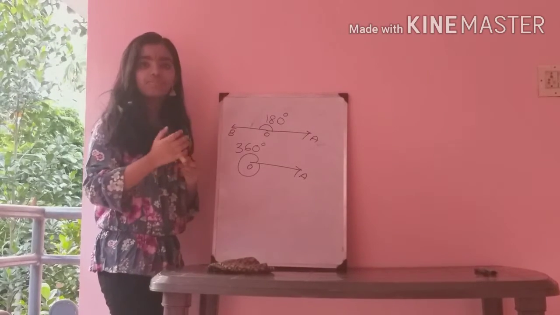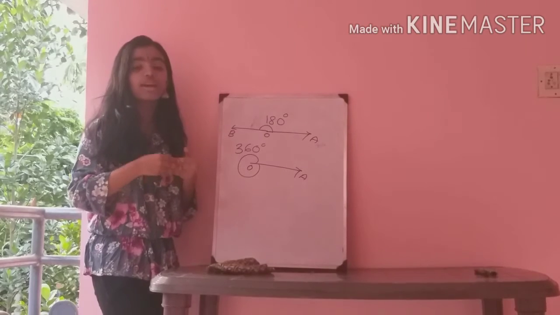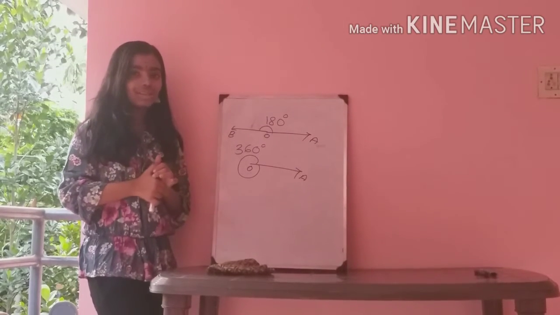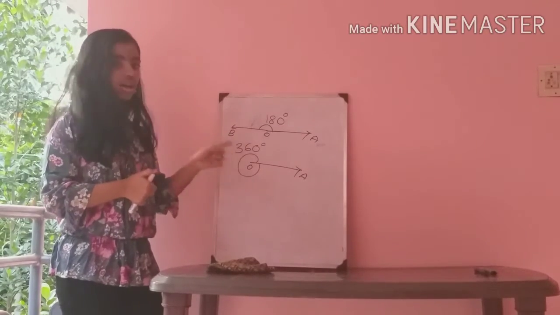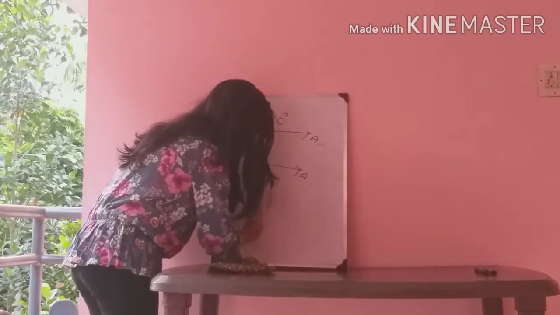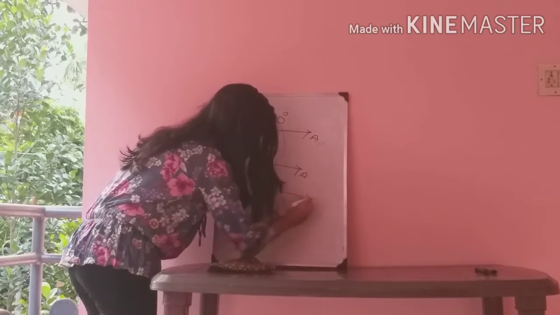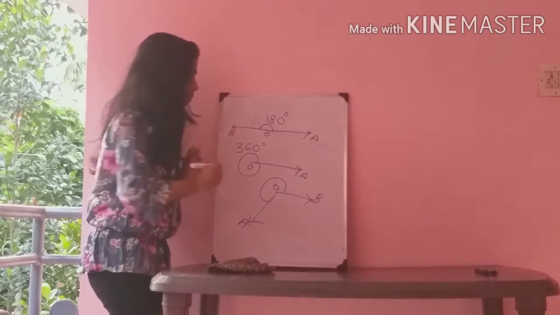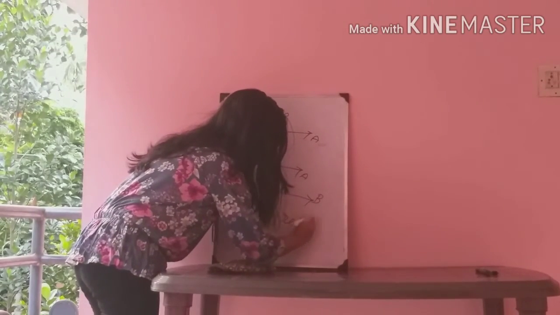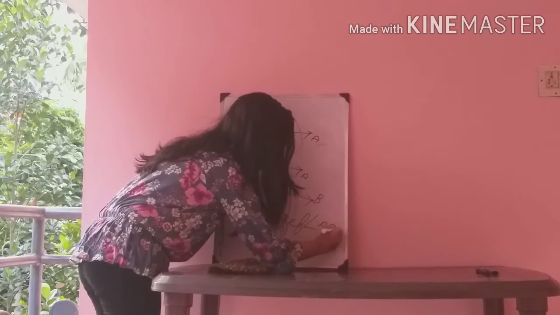An angle which has measure between 180 degree and 360 degree is known as a reflex angle, which means that it is greater than a straight angle but is smaller than a complete angle. It looks like this. It's represented like this. The reflex angle AOB.